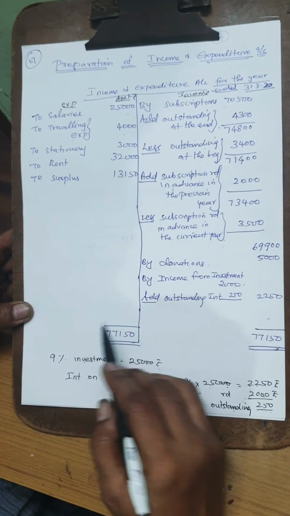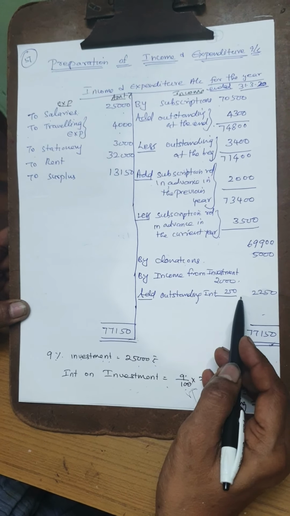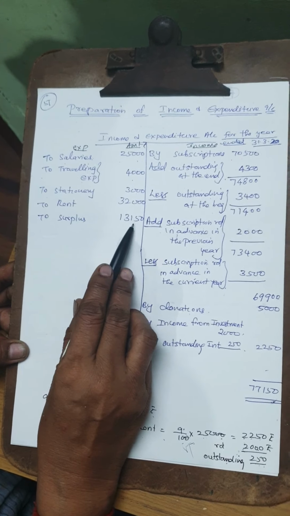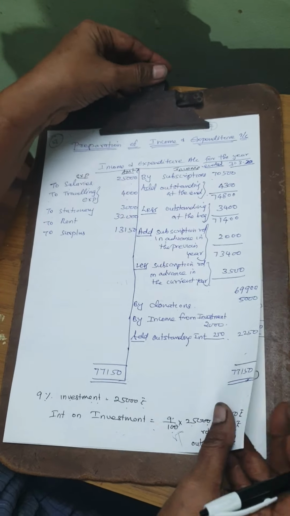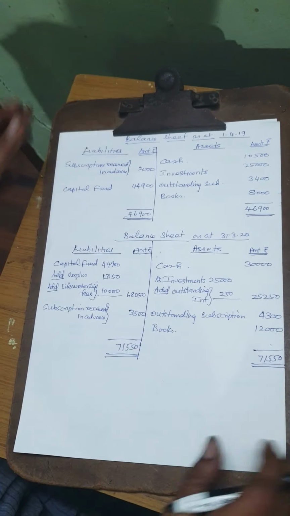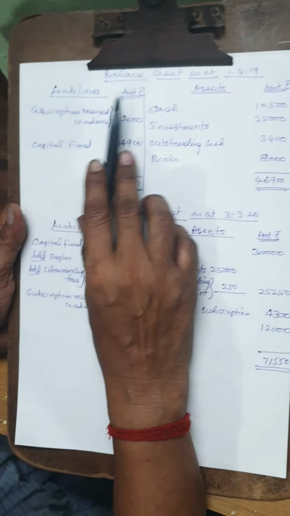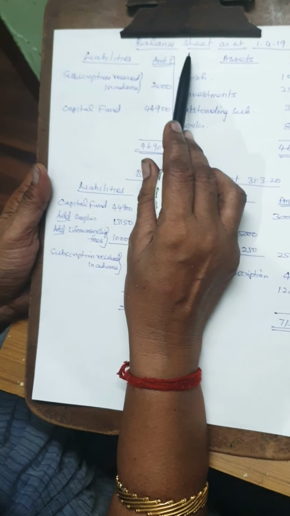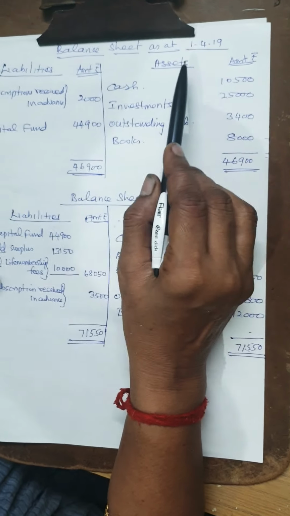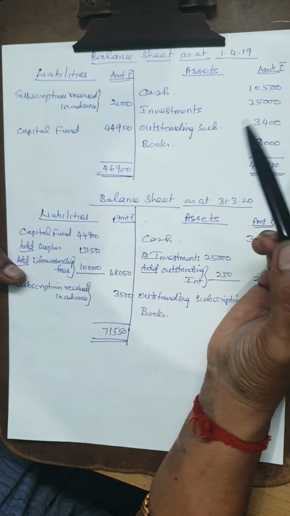So if you find the difference here, the income side is more than the expense side, so you get a surplus of 13,150. Now before going to the final balance sheet, I am going to do the rough balance sheet. Rough balance sheet means balance sheet of the previous year or the beginning of the current year, that is 1-4-19.